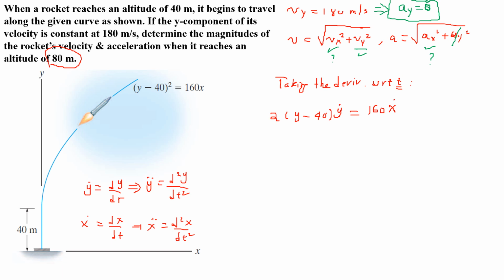Now I'm doing my calculations as the question says, at 80 meters. Y dot is given, and y is required to be at 80, so I can find x dot. Just by replacing that here, I will have 2 times (80 - 40) times 180 equal to 160 x dot. And now we can find x dot. I did my calculations and found x dot to be 90 meters per second. Everything here, by the way, is in meters.